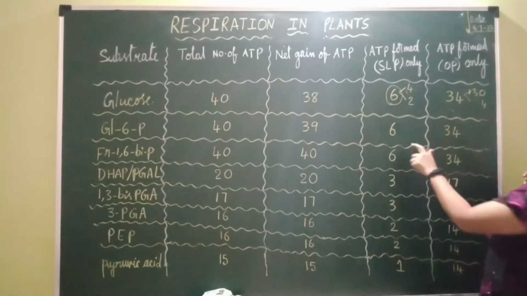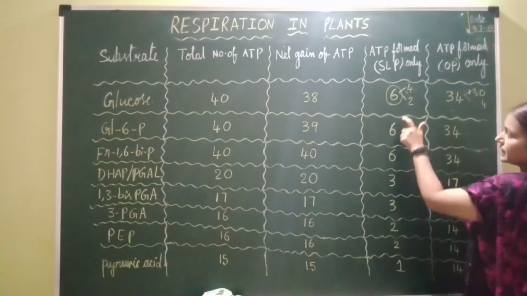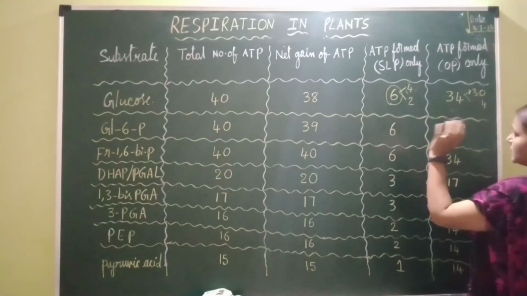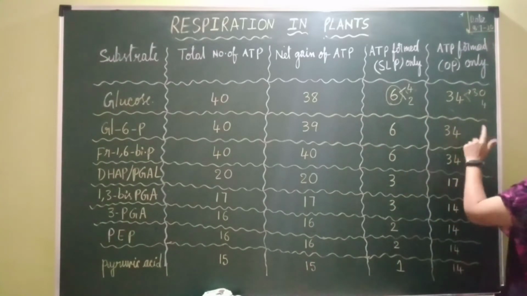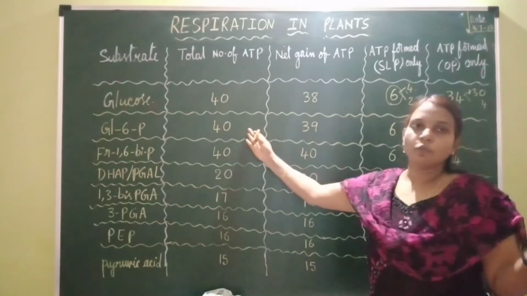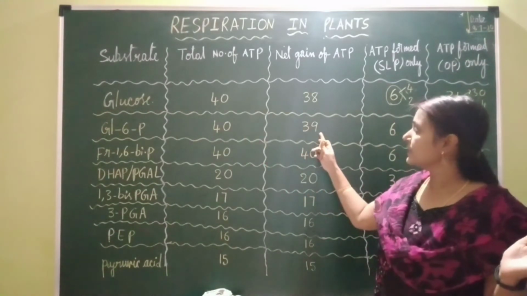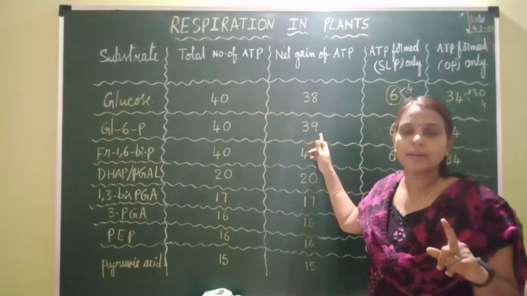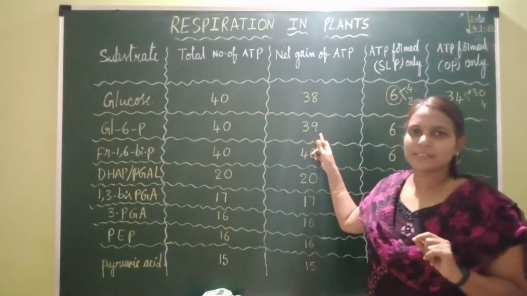Okay, in the same way through SLP 6 as we discussed for glucose. In the same way through OP 34. So together 6 plus 34, 40 total number. But here net gain is 39. Why is the net gain 39? Because only one ATP is consumed.